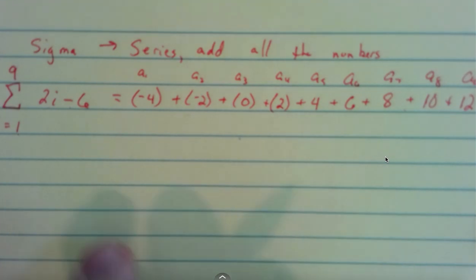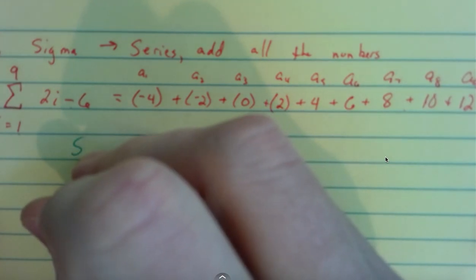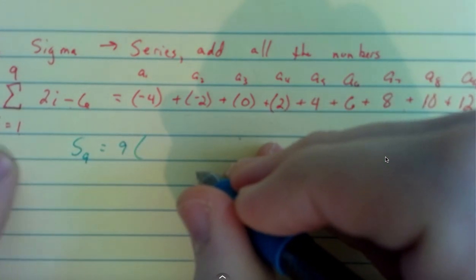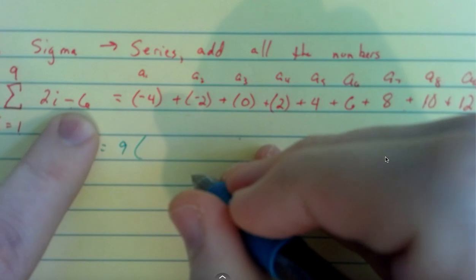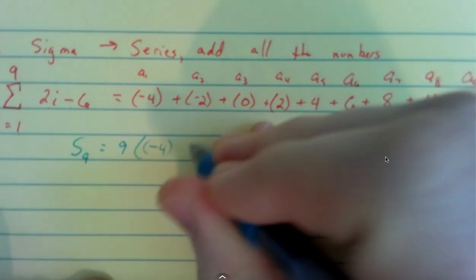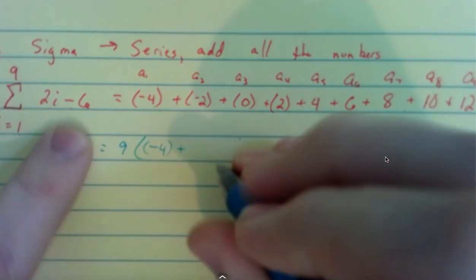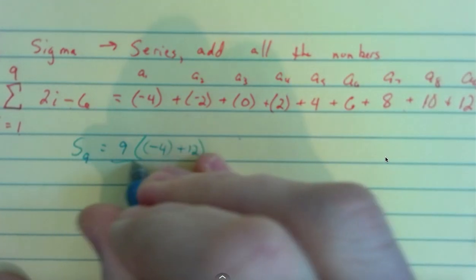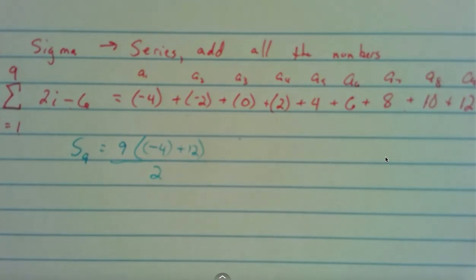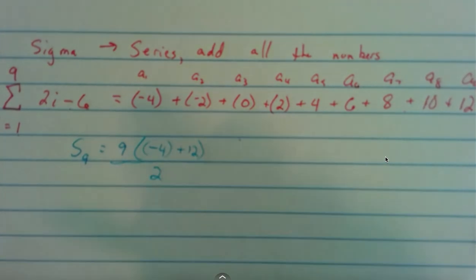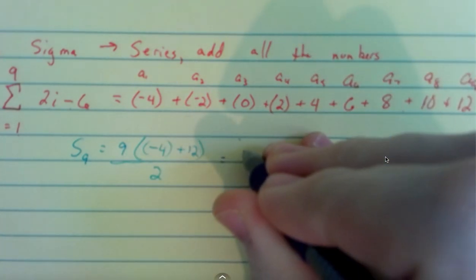So what I could have done to make this a lot easier is figure out what the first term is. Because I know S sub 9 is going to equal 9 times my first term: I plug in 1, 2 times 1, 2 minus 6 is negative 4, plus my last term, just plug in the 9. 2 times 9 is 18, 18 minus 6 is 12, and then the whole thing over 2. And I can go ahead and simplify that. Negative 4 plus 12 is 8, 8 divided by 2 is 4, 4 times 9 is 36. And so I would get 36 for my answer.